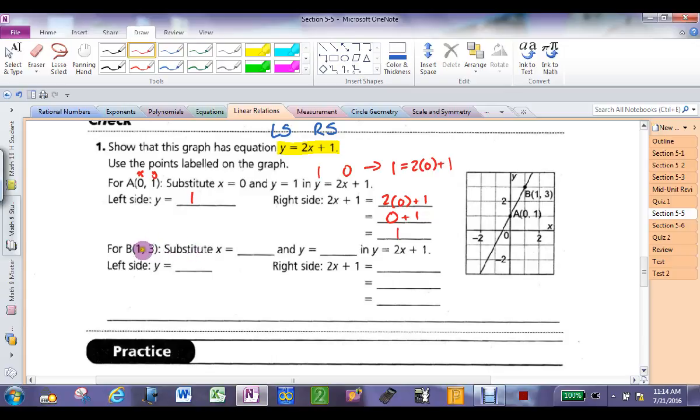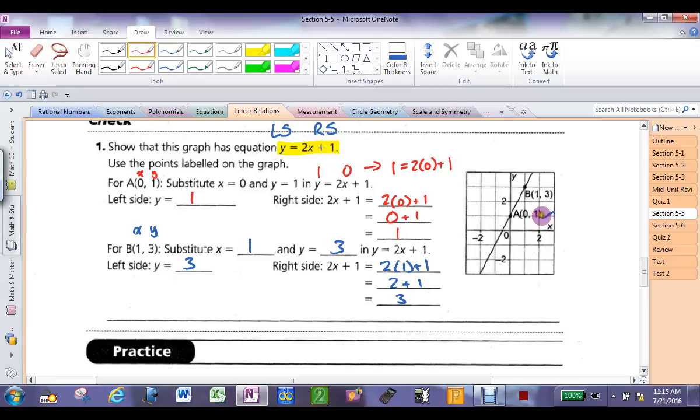All right, so let's check with B. What is this? What is this? So substitute X equals what? 1. And Y equals? So then I do the same thing. The left side of the equation is a Y. What do I write there? 3, because the left side is 3. The right side is 2 times what? 1 plus 1. What's 2 times 1 plus 1? 3. Does 1 equal 1? Yes.